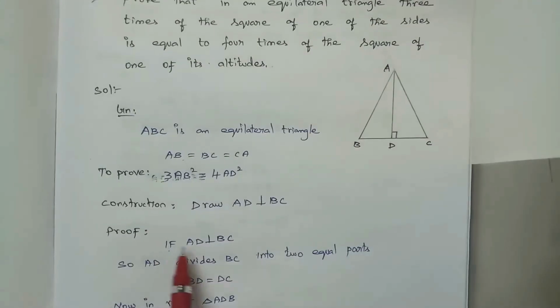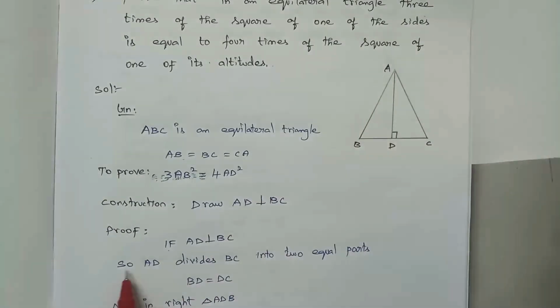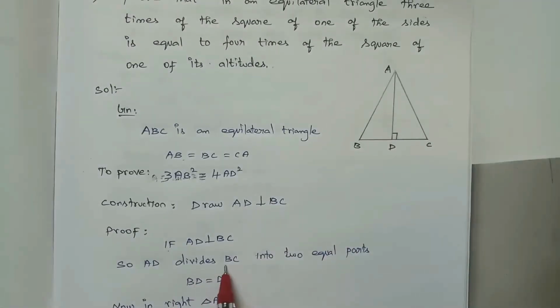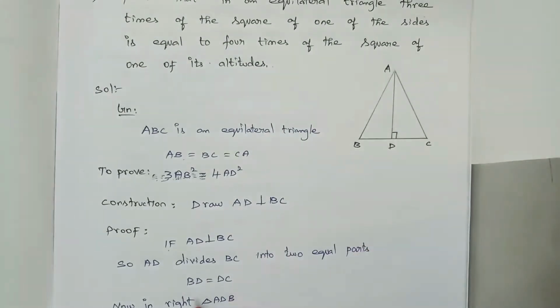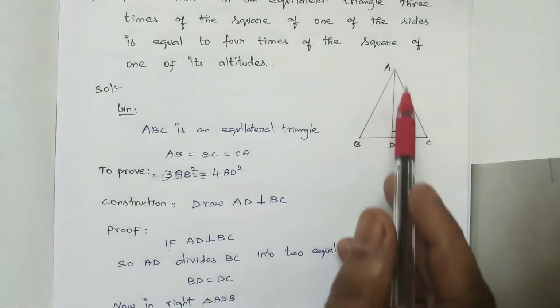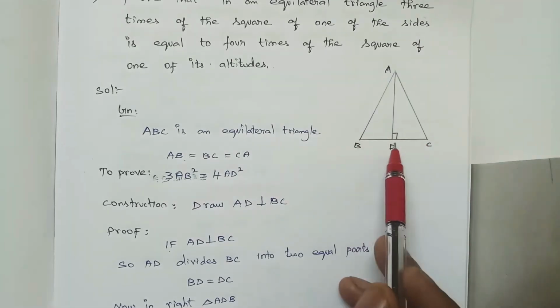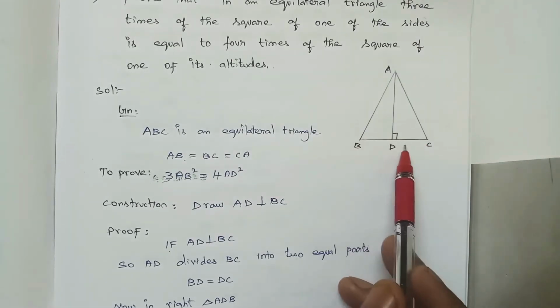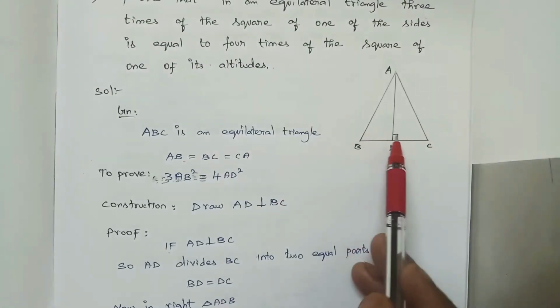So if AD is perpendicular to BC, AD divides BC into two equal parts, that is BD is equal to DC. Understood? Why? Because AD is nothing but the median. If AD is a median, then D is the midpoint of BC, and if D is the midpoint of BC, then BD is equal to DC. Now we have two right angle triangles.